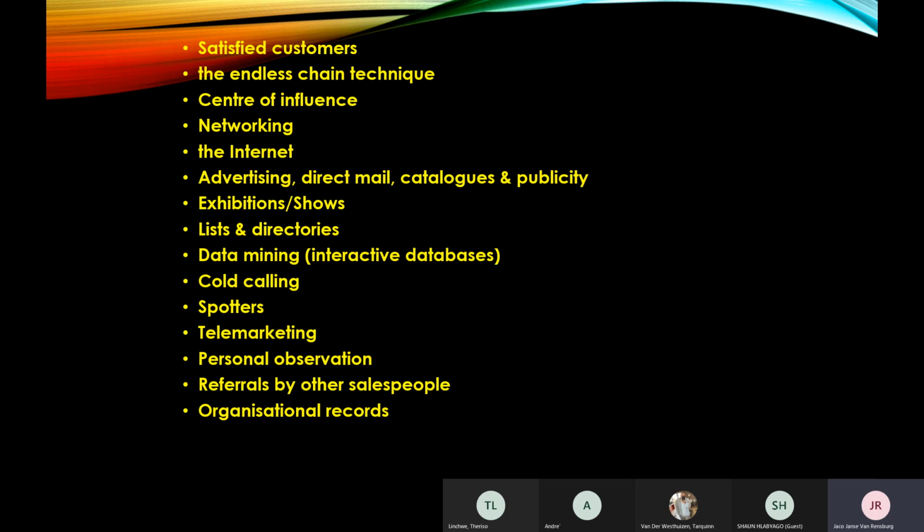Organizational records, right at the bottom, is also available to you. It's there, it's saved, it's in your files. So that's, especially on existing customers, a very good starting point. If that existing customer in your organizational records is a satisfied customer, even better, because they'll give you good referrals.